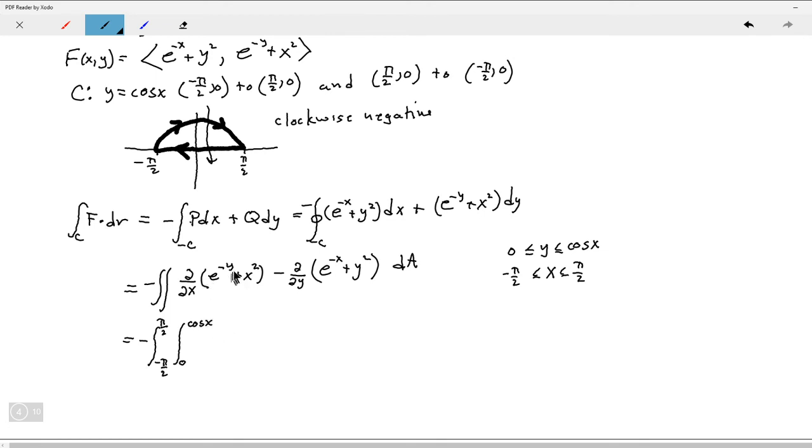All right, now the derivative with respect to x, that's 2x. Minus, here I want the derivative with respect to y, so that is 2y. And then we're going dy dx. Okay, so you can probably evaluate this, but let me do it because the second step's a little tricky. So this is going to be negative, and then negative pi over 2 to pi over 2. So we're going to get 2xy in here minus y squared.